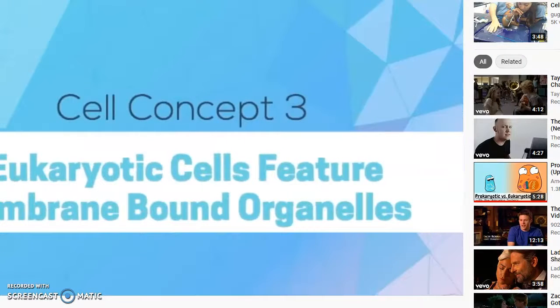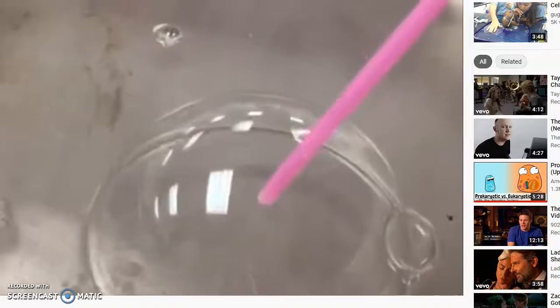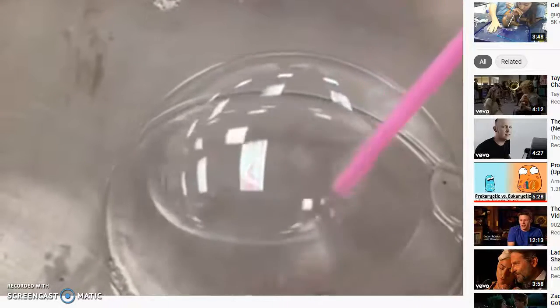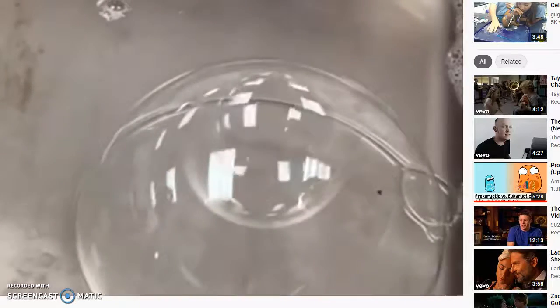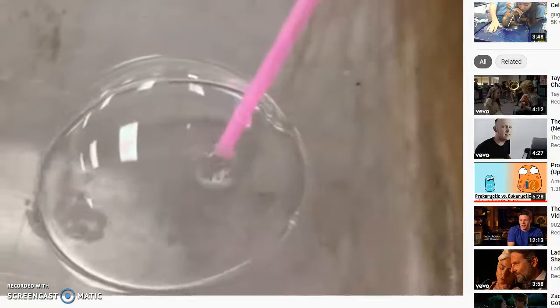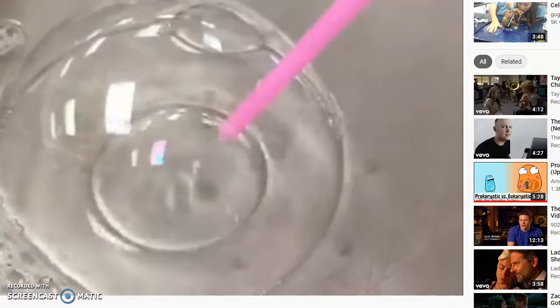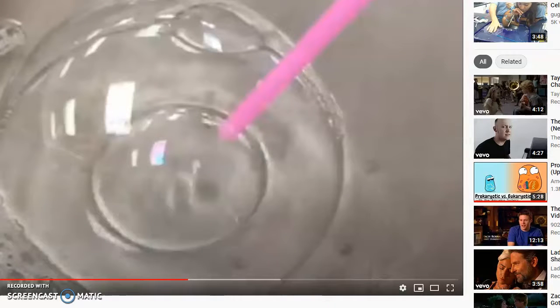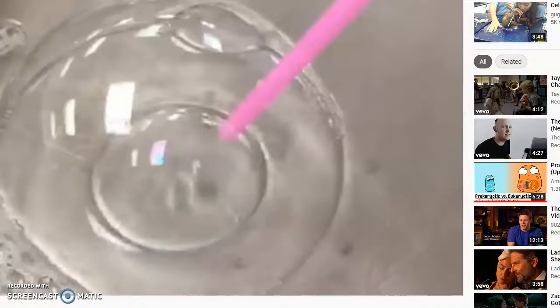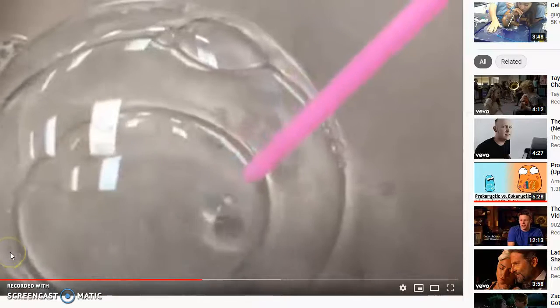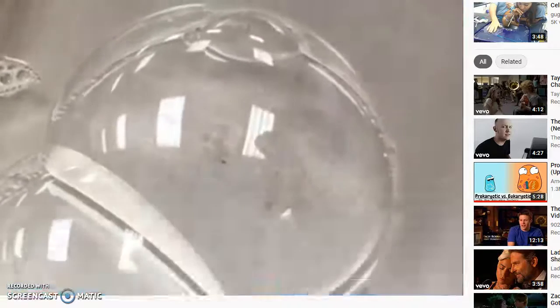Cell concept 3. Eukaryotic cells feature membrane-bound organelles. As a smaller bubble is formed inside a bigger bubble, this shows that layers are created due to a creation of a separate air compartment. In conclusion, we are able to see that in a eukaryotic cell, the membrane also has a phospholipid bilayer, and they have membrane-bound organelles that create compartments within the cell. The primary structure of the outer cell membrane, as well as the membranes that enclose organelles, is a double layer of phospholipids known as the phospholipid bilayer.